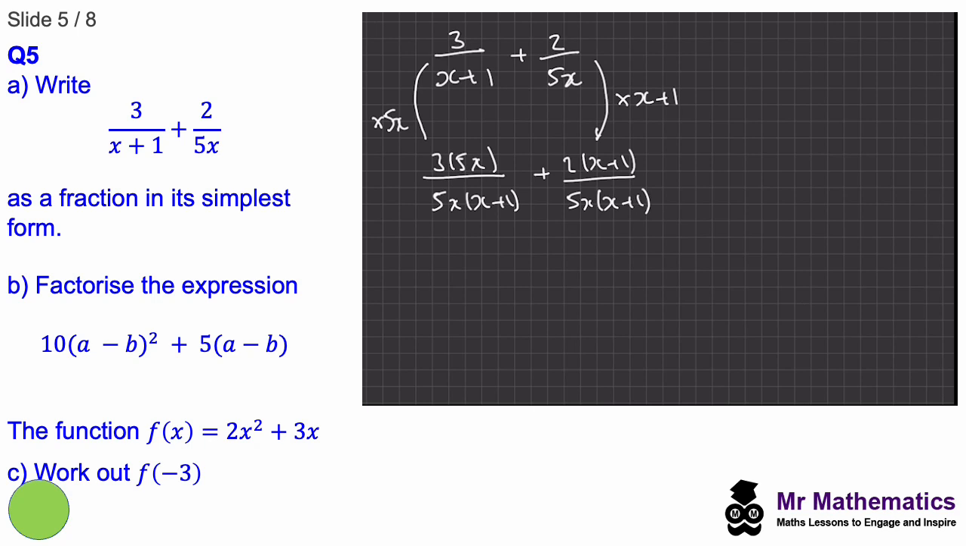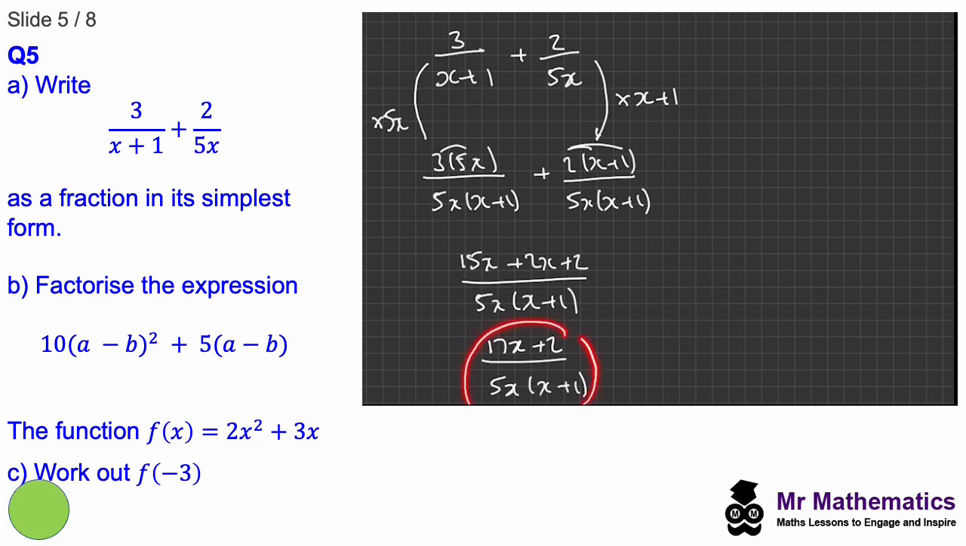So now we have a common denominator. We can simplify our numerator. So we have 15x plus 2x plus 2 all over 5x multiplied by x plus 1. We can simplify the 15x and the 2x to make 17x plus 2 over 5x lots of x plus 1. So this is our simplified fraction here.